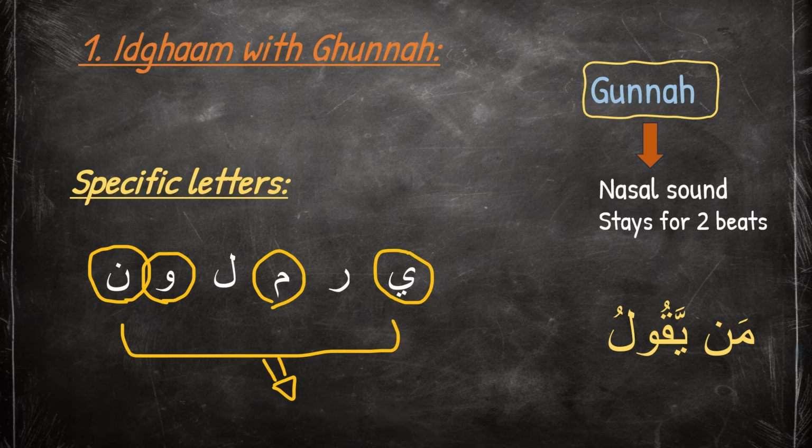So if any one of these letters comes after the noon sakina or the tanween, we directly apply the idgham with ghunna. We make the ghunna with the idgham. We make this nasal sound when we are pronouncing the example.